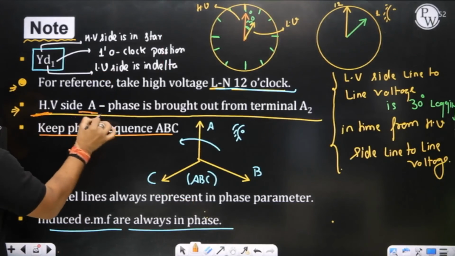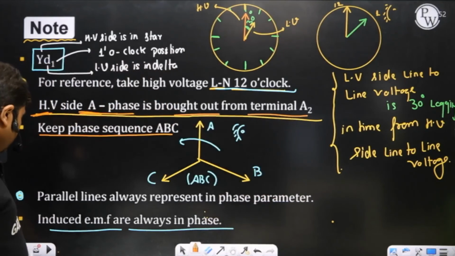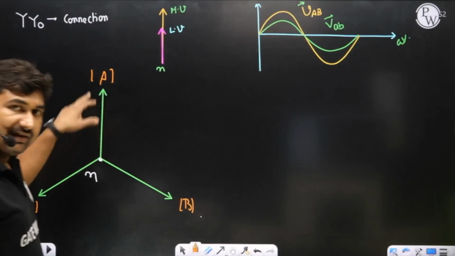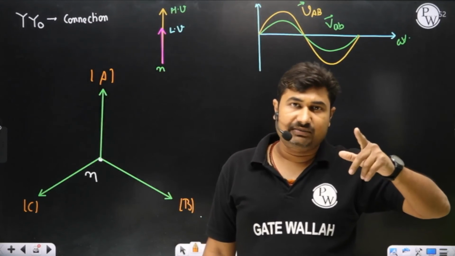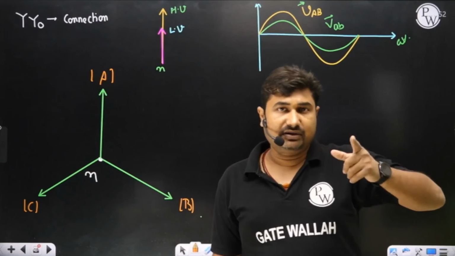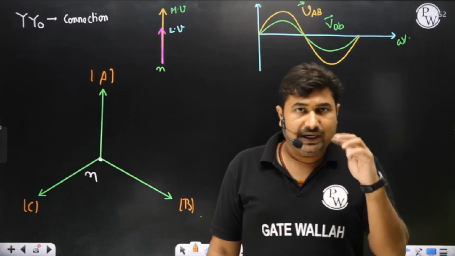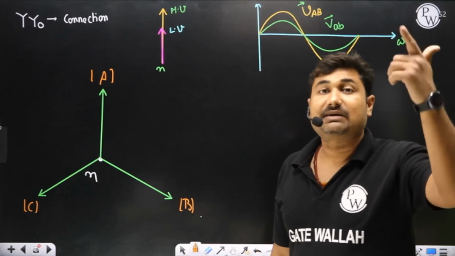On the HV side, A phase is brought out from terminal A2. In a winding, we have two terminals. Already we have observed A2 and A1. We have two different terminals for A phase, A2 and A1 on HV side. Similarly, A2 and A1 on LV side. So out of A2 and A1, from which terminal are you going to connect the supply or the load?